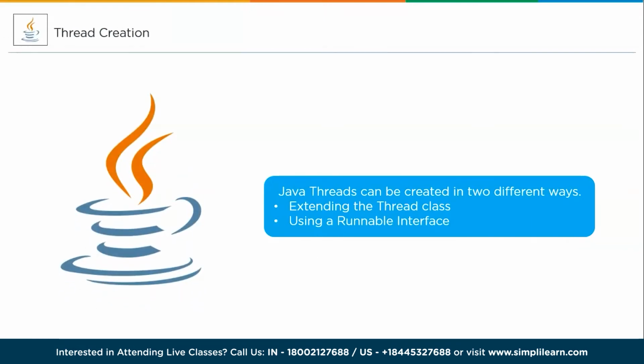So Java threads can be created in two different ways, that is, extending the thread class and using a runnable interface. Now let us understand the first way of creating threads, that is extending a thread class.